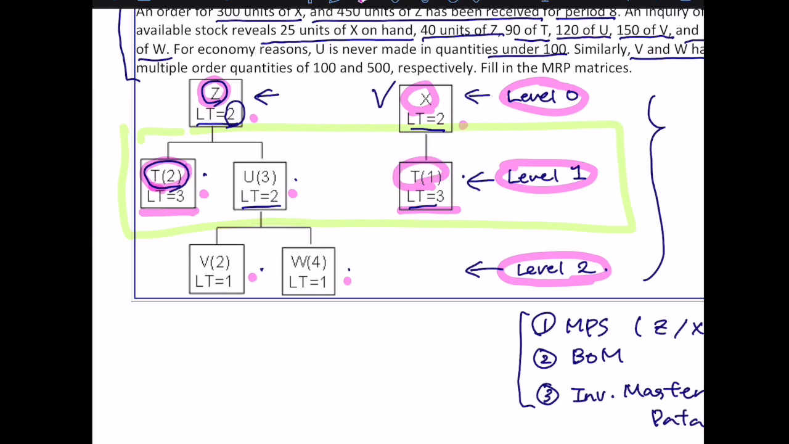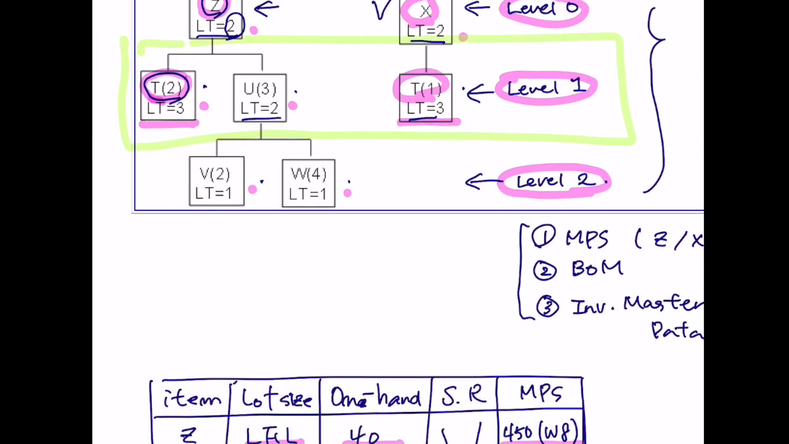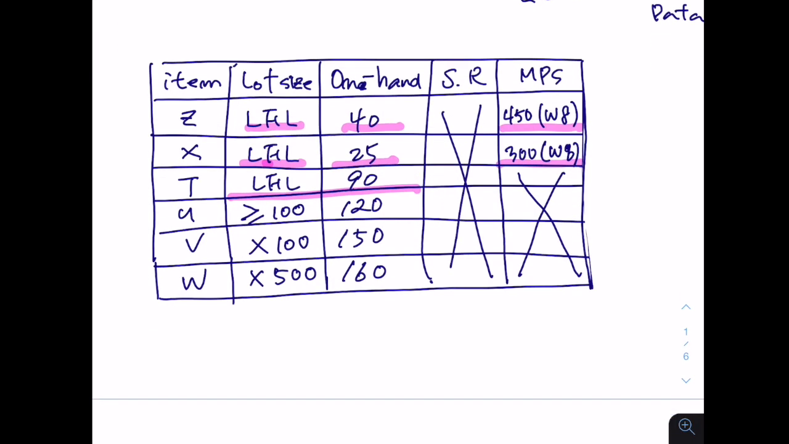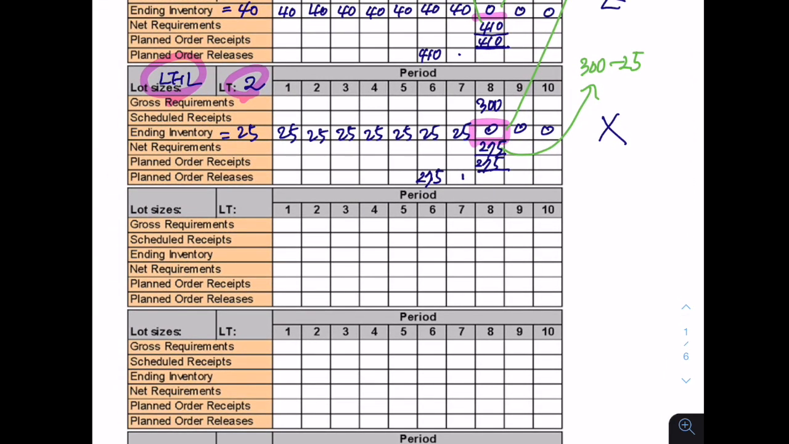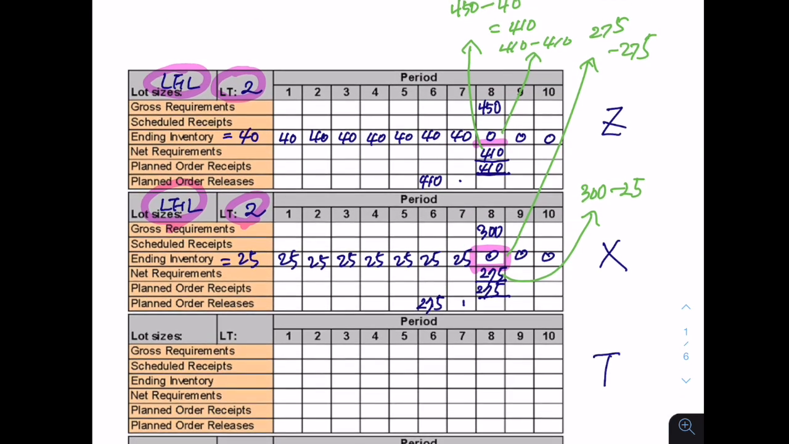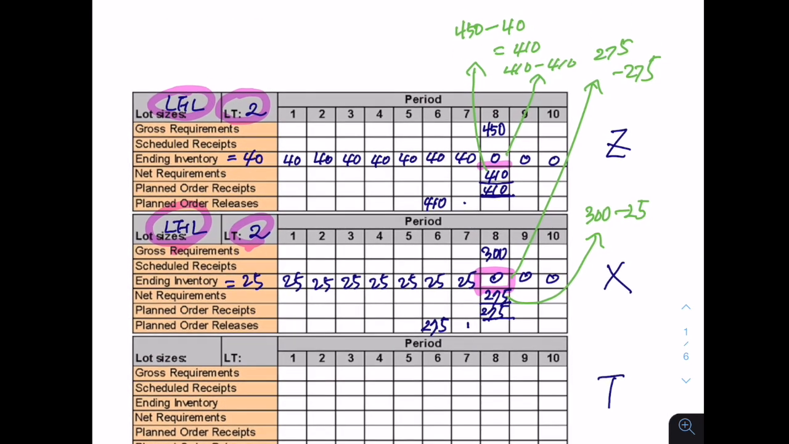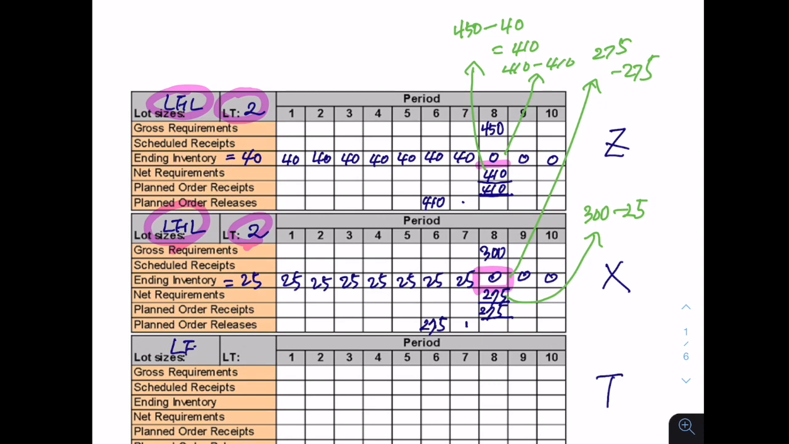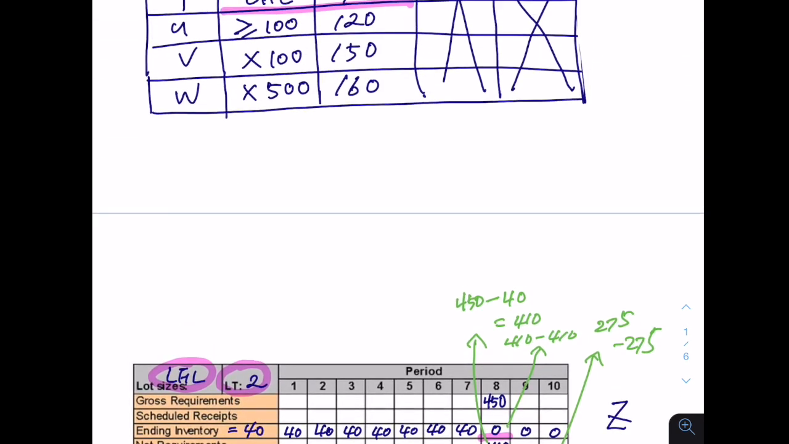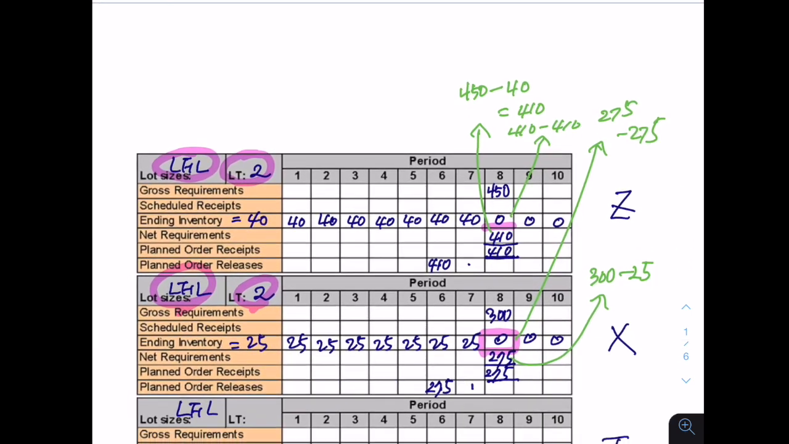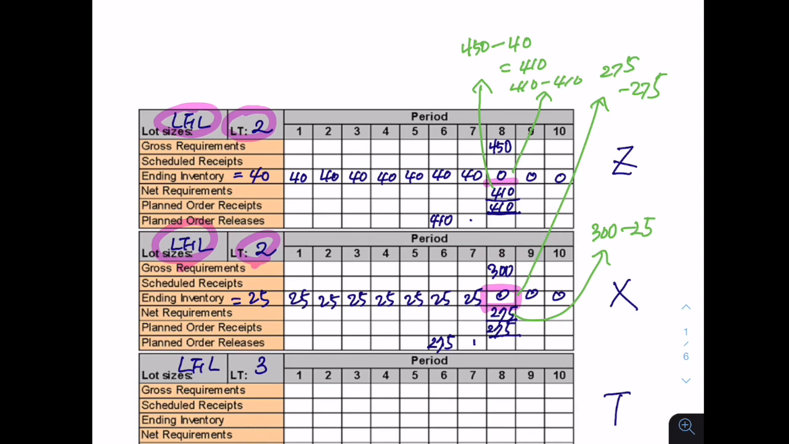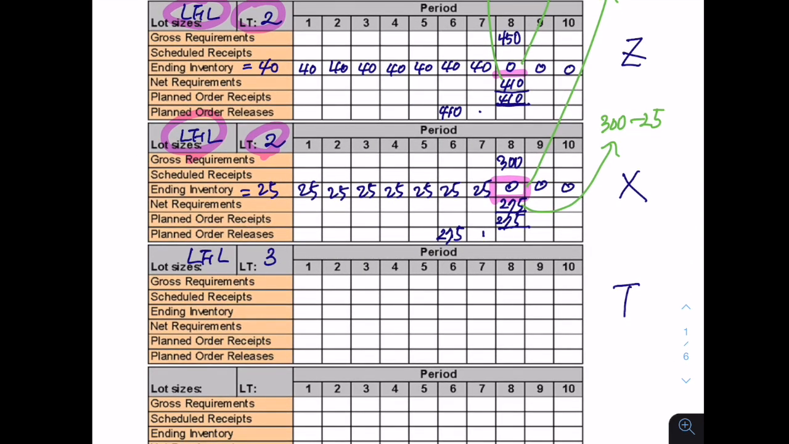Yeah. So based on this information, and also the information given in this table, let's start with the matrix T. So here, let's say this is about T, and the lot size is in T, still we have lot for lot. And what is the lead time? Lead time is 3. So let's say lead time is 3 weeks. And what is the gross requirements?